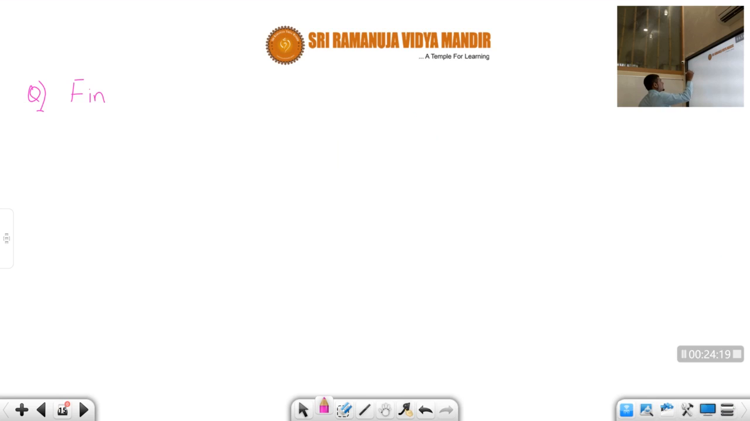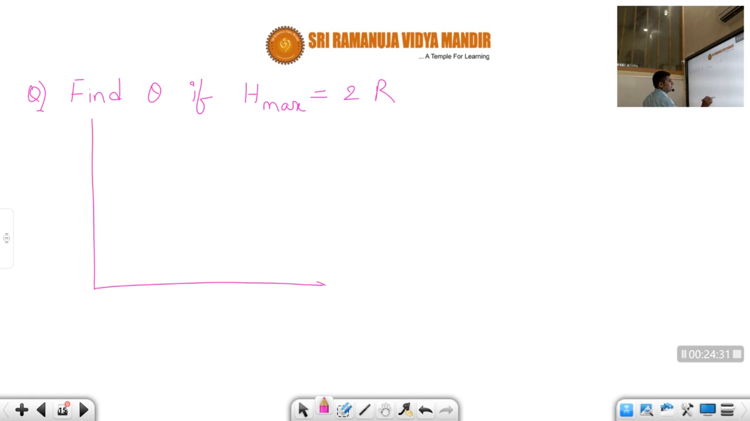Find theta if H max is equal to 2 times of R, where there is a projectile motion here. The body is projected with some u at an angle theta. Now it will have projectile motion like this. In this projectile motion they told that H max is equal to 2 times of range. Then what is theta, they are asking.